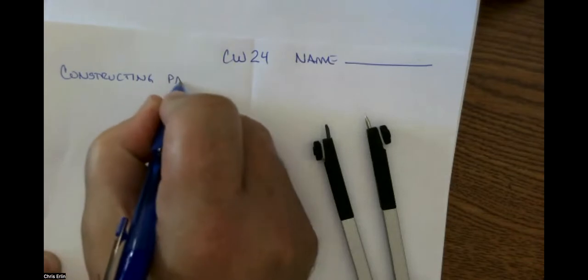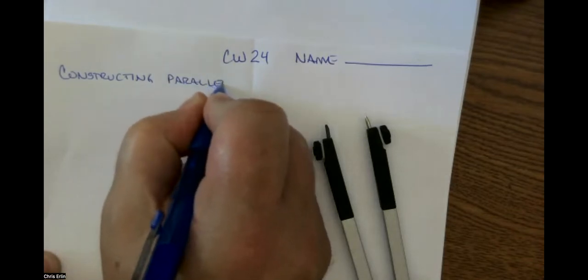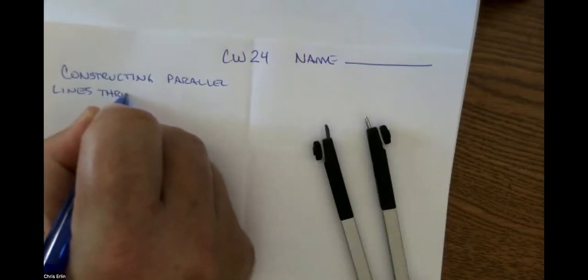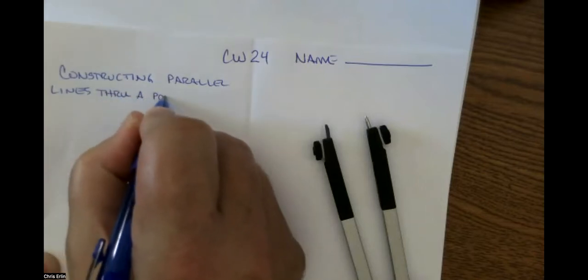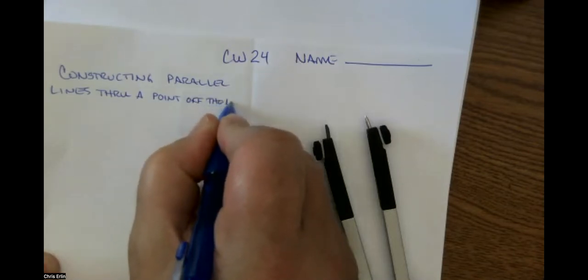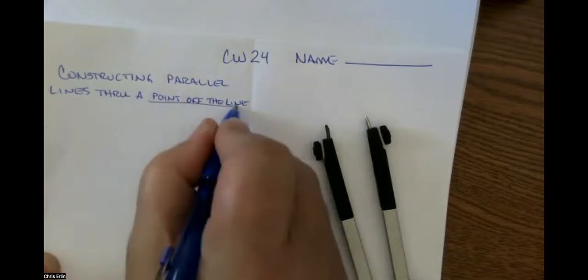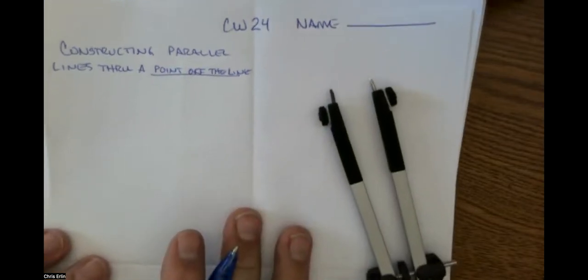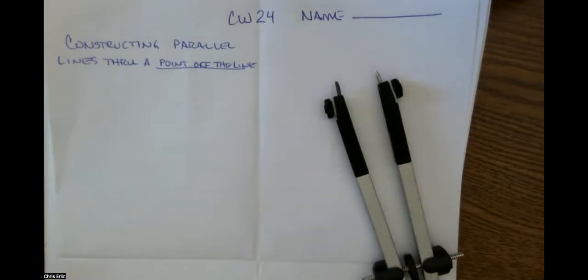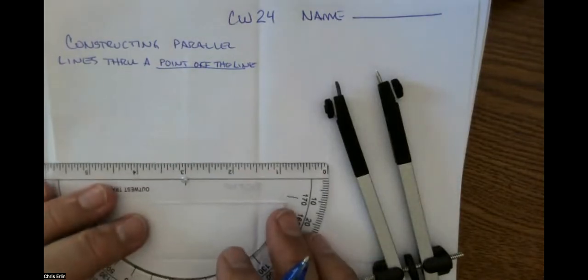First space, we're going to be constructing parallel lines through a point off the line. We've done several constructions of parallel lines previously. Now we're specifically doing one through a specific point off the line.